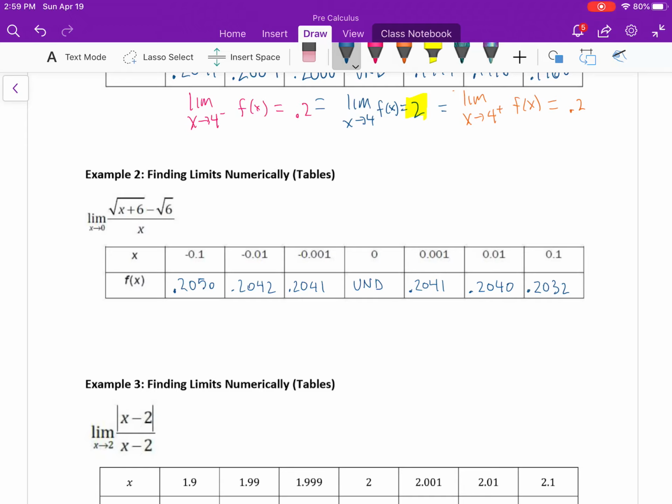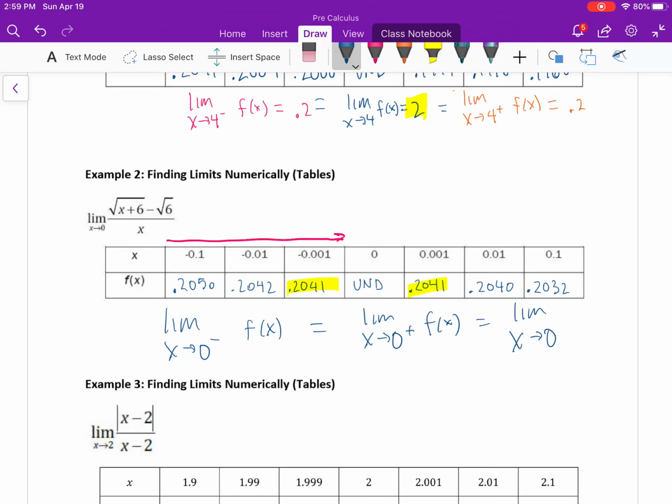Alright, so now that we're back, example 2, same idea. We have these function values from the left and the right. These guys are getting closer, it looks like, to this value of 0.2041, and then these guys appear to be getting closer to this value, 0.2041. So it looks like the limit as x approaches 0 from the negative side is going to be the same as the limit as x approaches 0 from the positive side, which means that the limit as x approaches 0 in general is going to be 0.2041.